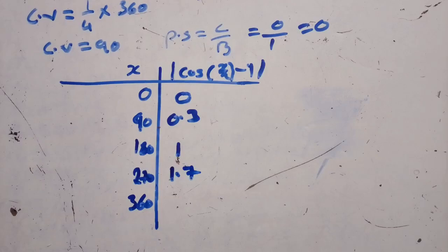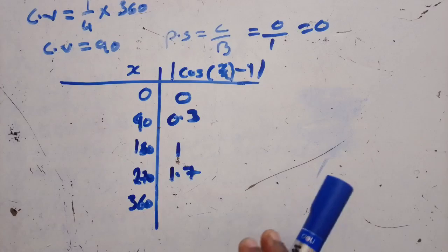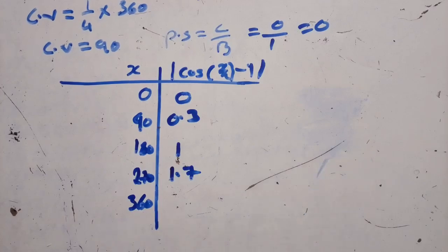The last one is 360. So where there's x, we're going to put 360. So we're going to have 360 divided by 2, which will give us 180. So I'm going to have cos 180 minus 1, and this will give you negative 2, but we don't write negatives on the modulus. So whenever you see this, just know that I'm dealing with the modulus, and I won't have any negative number.